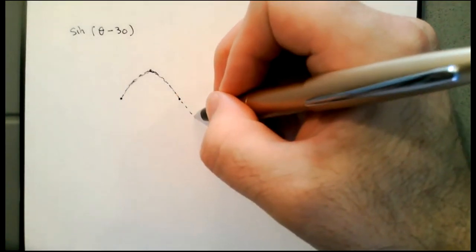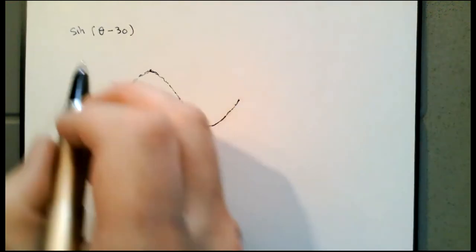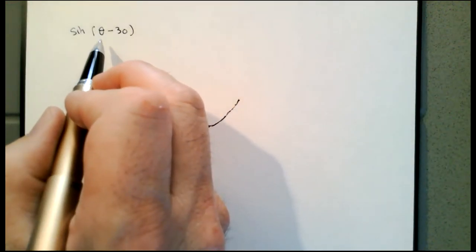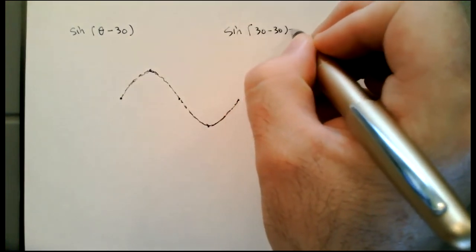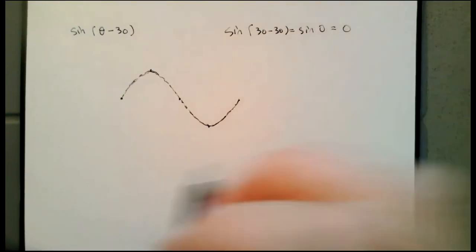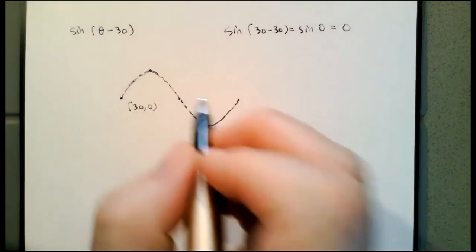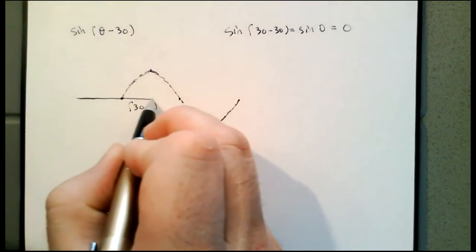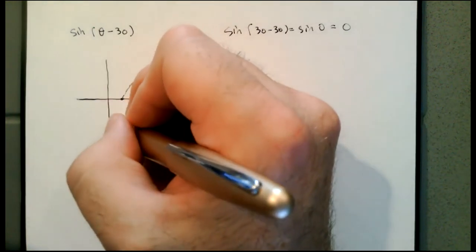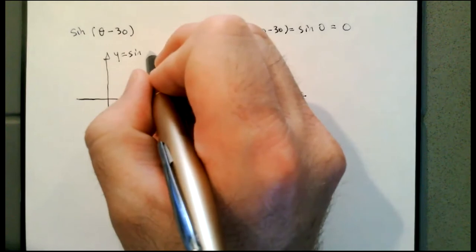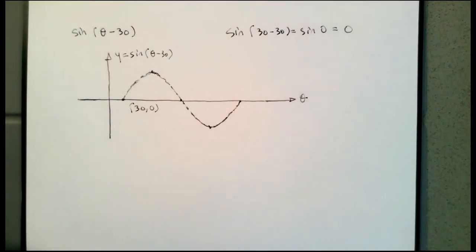But instead of starting off at 0, where when theta is 0 we come up with 0, with sine of theta minus 30, when theta is 30, sine is 0. So here, sine of 30 minus 30 is the sine of 0, which is 0. So this point will happen at 30, 0. And this whole graph will shift to the right 30 degrees. So that whole waveform shifted to the right 30 degrees.